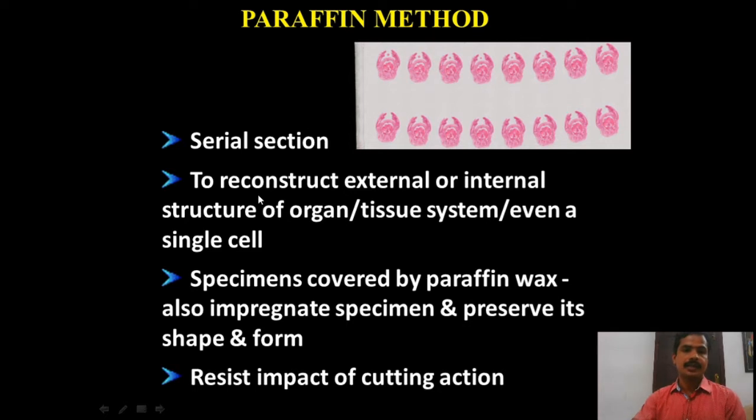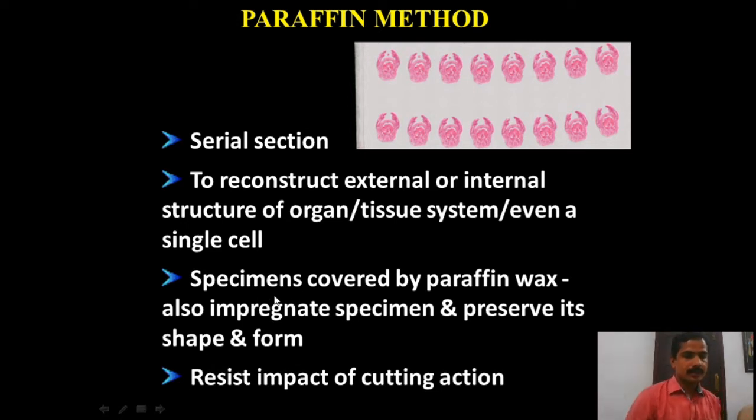From serial sections, it is possible to reconstruct the external or internal structure of an organ, a tissue system, or even a single cell. We can take serial sections of different organs or tissues, or we can take different sections of a single cell using a microtome by taking serial sections.